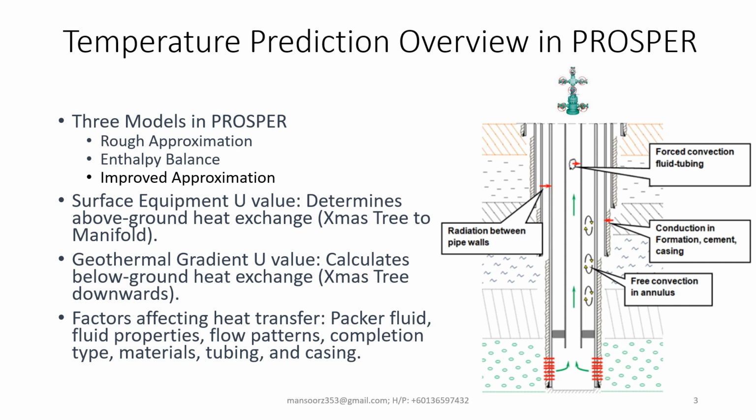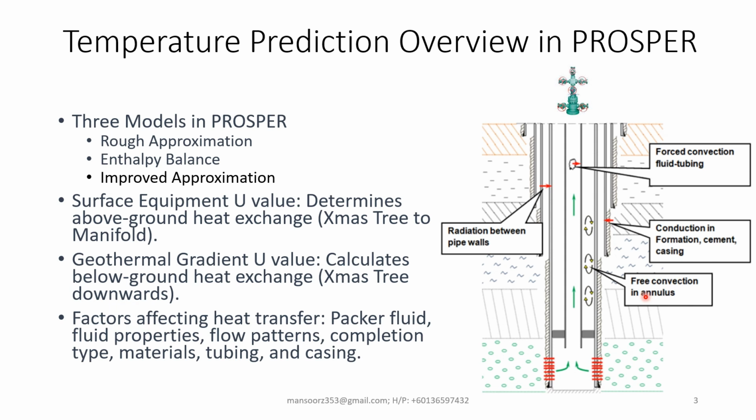Many factors influence heat transfer, for example packer fluid properties, fluid characteristics, flow patterns, completion type, material utilized, and also the dimensions of tubing and casing. In this picture, we can see the formation, the cement, the casings and tubing, and also the perforation and the fluid that enters the tubing. Here we can see the forced convection and also the free convection.